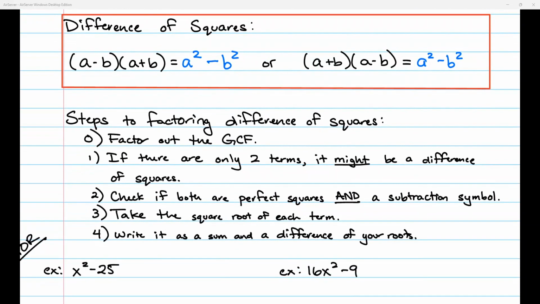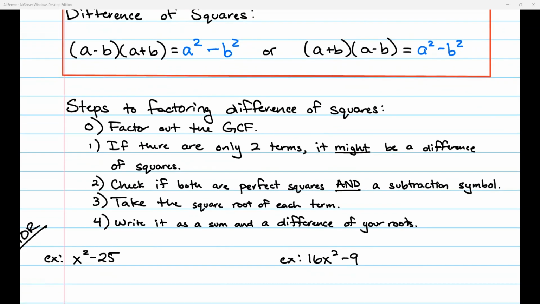Here's how we're going to check. You're going to check if both are perfect squares, the first thing and the second thing. And you also need to have a subtraction symbol in the middle. If all those conditions are satisfied, you have a perfect square on the first one, a perfect square on the second one, and a subtraction in the middle, then you're going to take the square root of each term, and you're going to write it as a sum and a difference of your roots. Again, always sounds like gobbledygook. Let's show you how that works, okay?